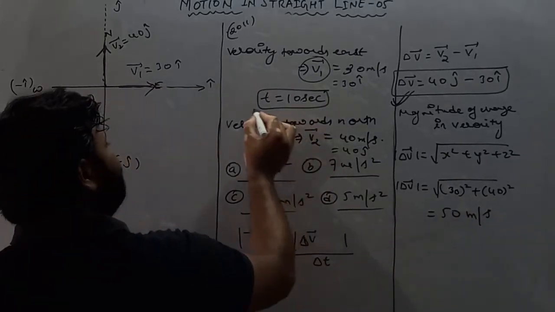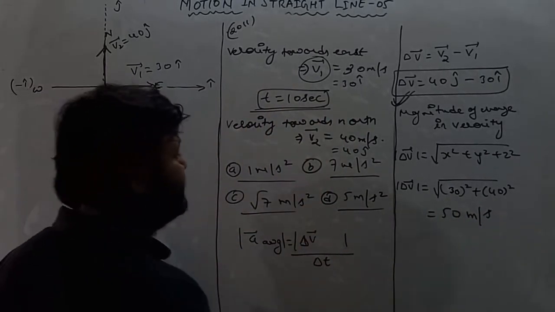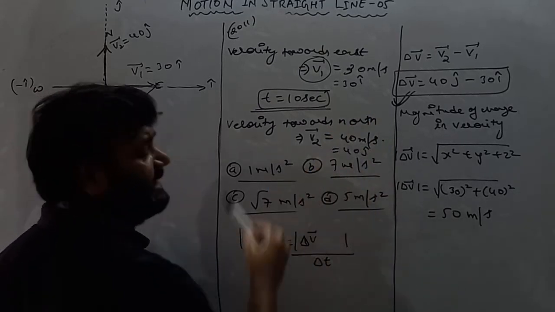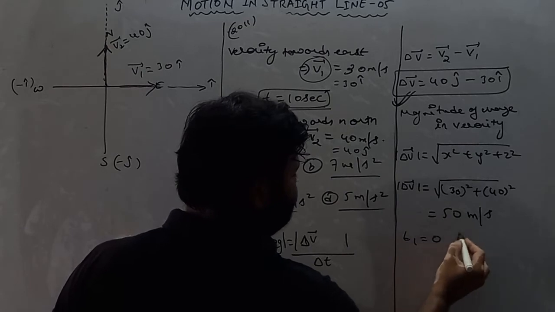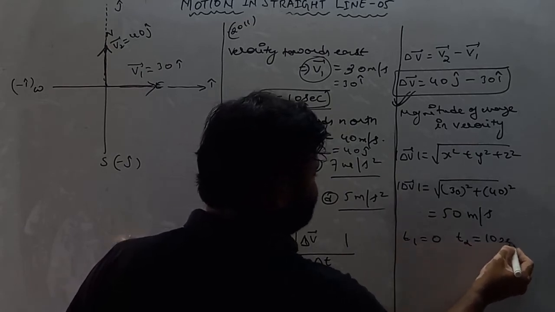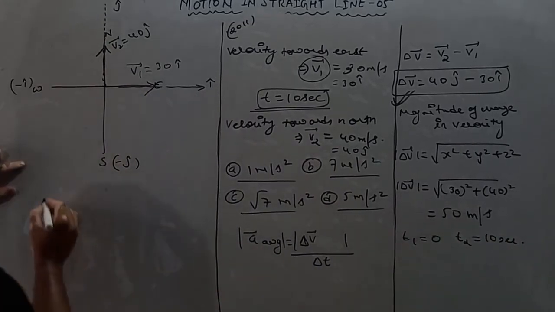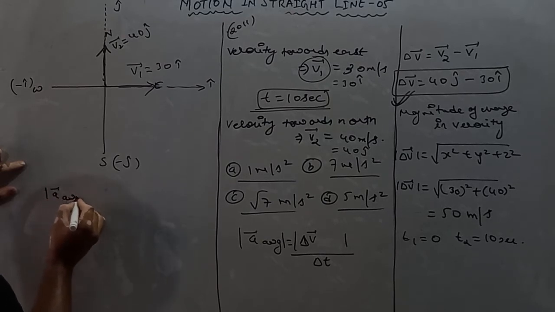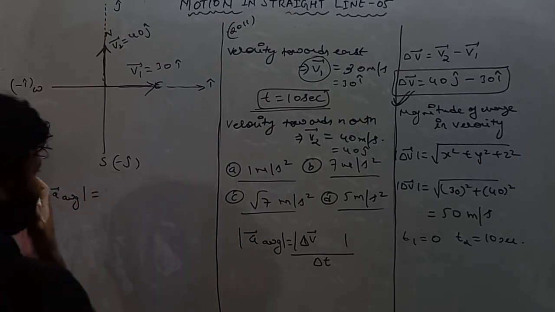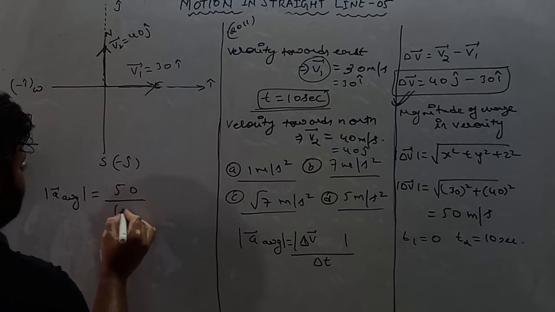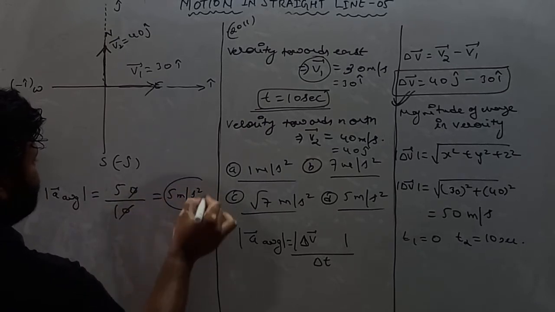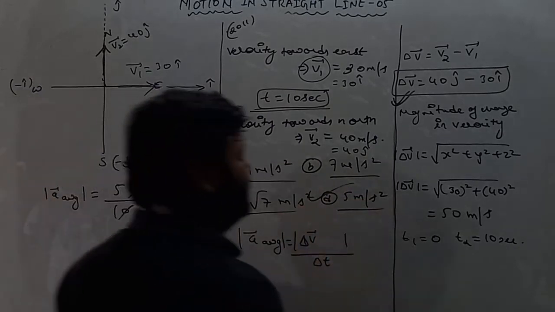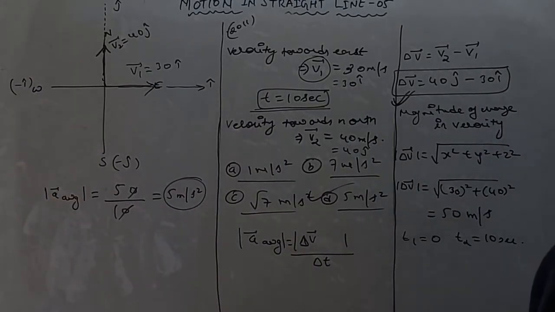Now see beta, the time for changing the velocity from 30 i cap to 40 j cap is 10. So let's suppose initial time is 0 and final time is 10 seconds. So you'll get the answer as average acceleration magnitude is equal to 50 by 10. So 10 gets cancelled. So it is 5 meter per second square. So the correct option is D. It is 5 meter per second square.